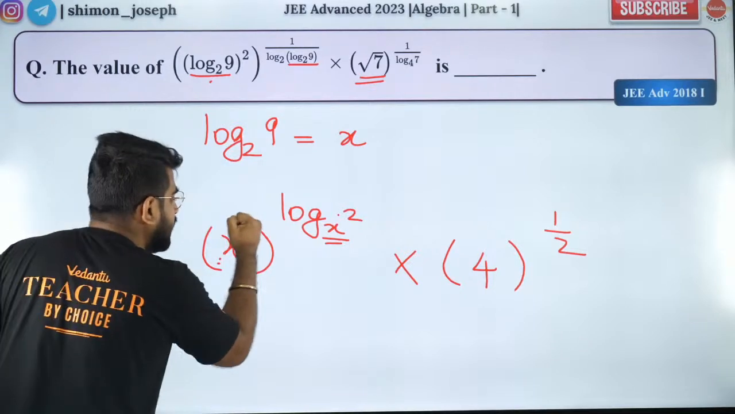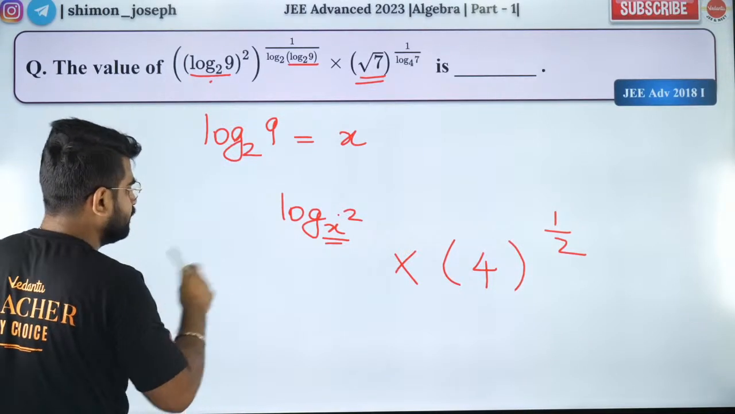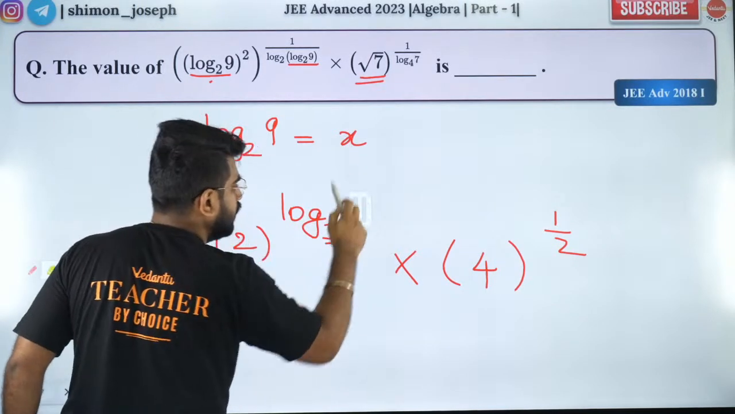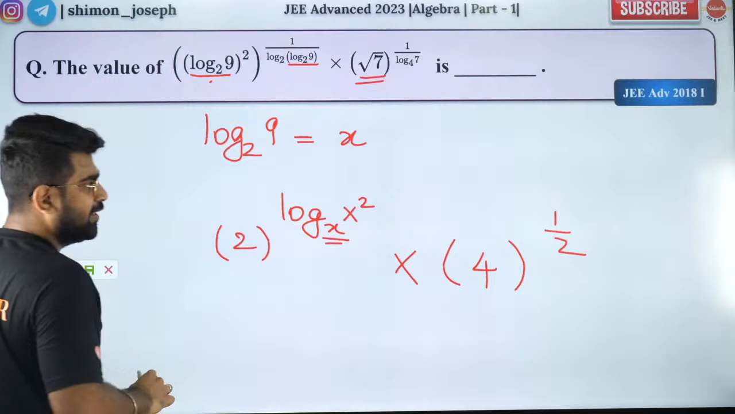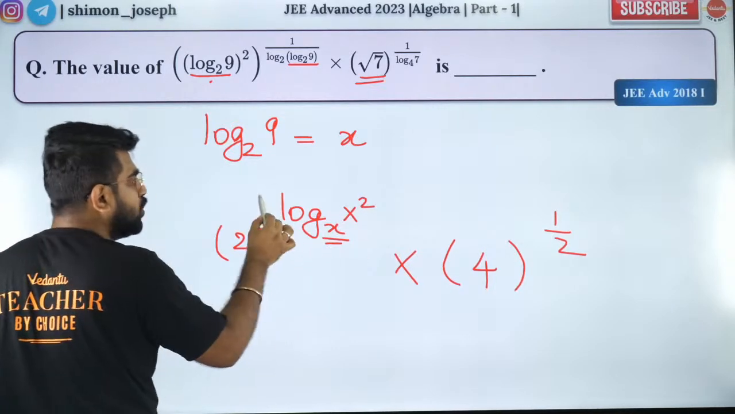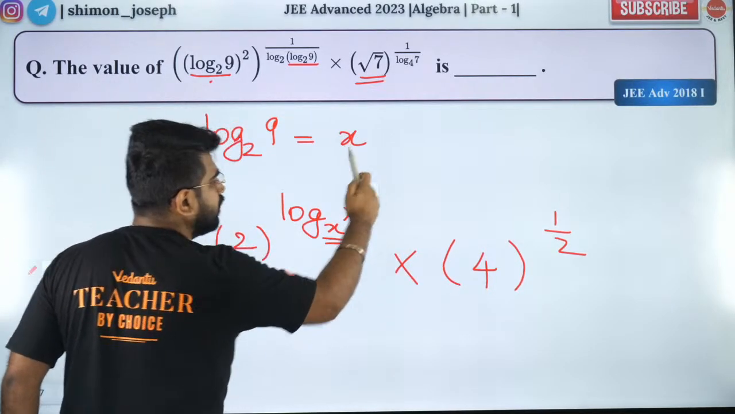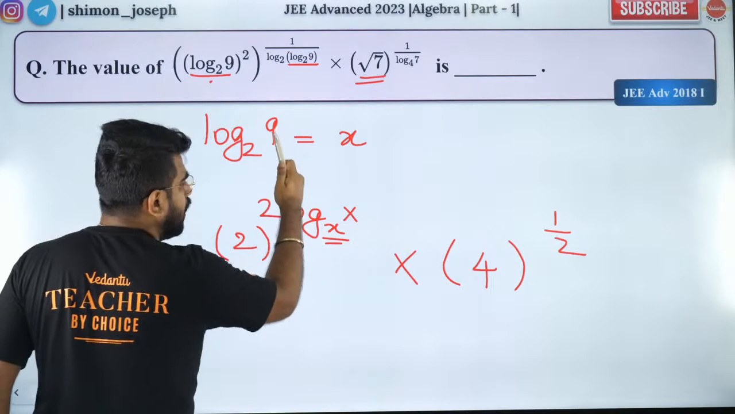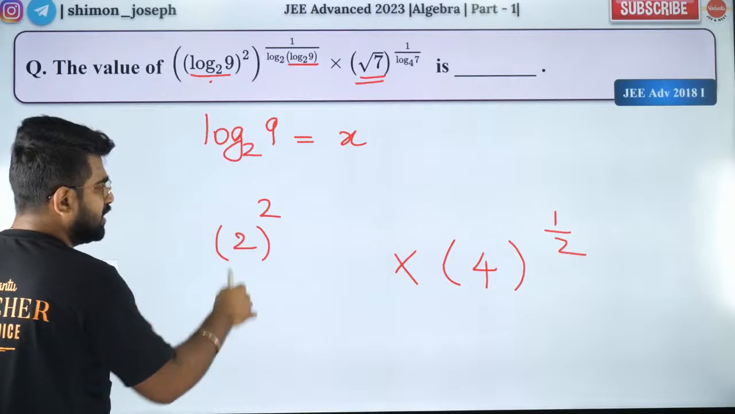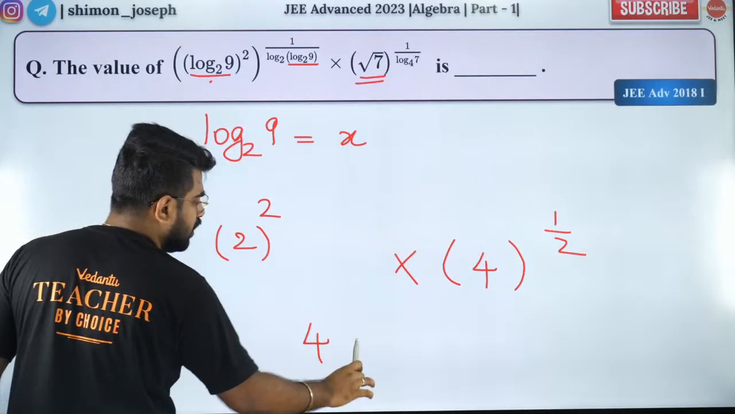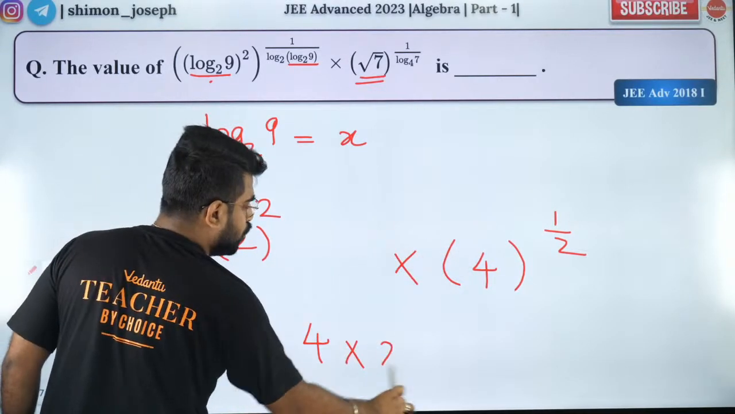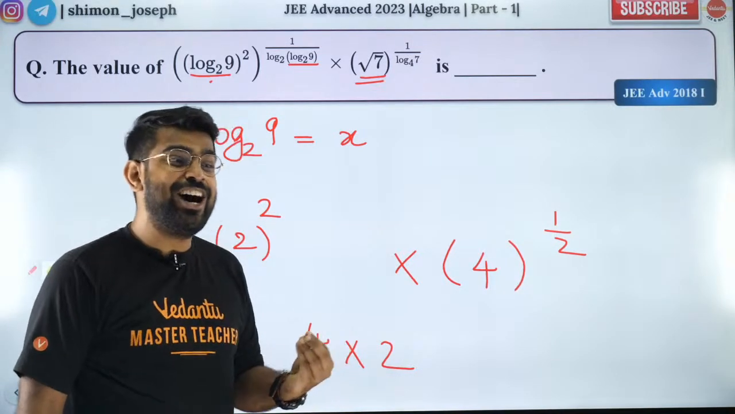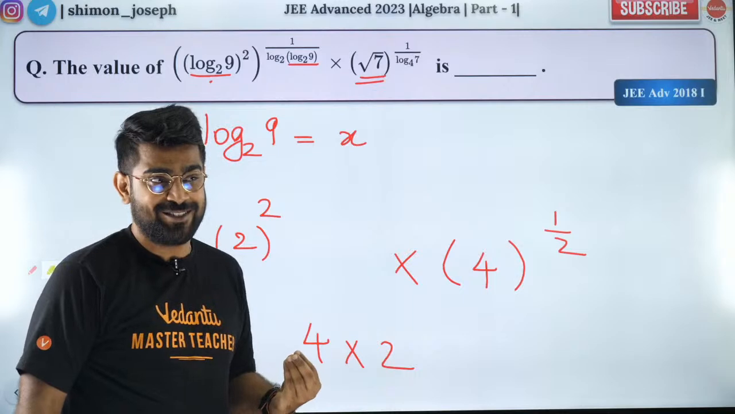So now I'm going to bring 2 here, and take x square there. So now it will become log x square. Now this square, bring it to the front because by properties of logarithms I can do that. Now what is log x to the base x? Log x to the base x is 1. So the answer is 2 square, 4 into root of 4, which is 2. Answer is 8.